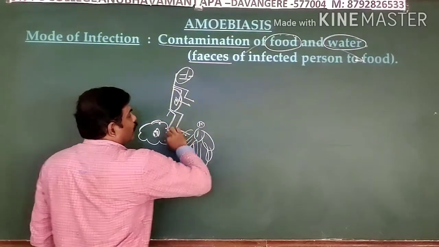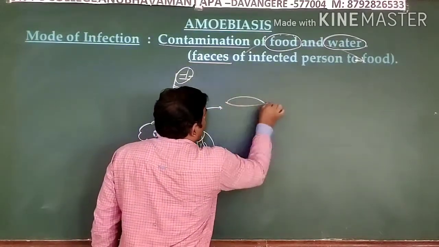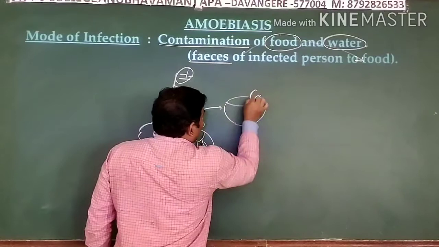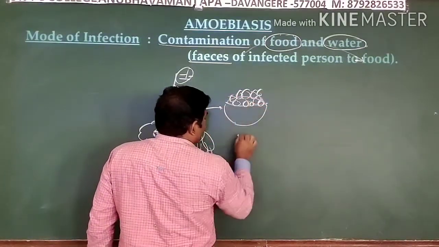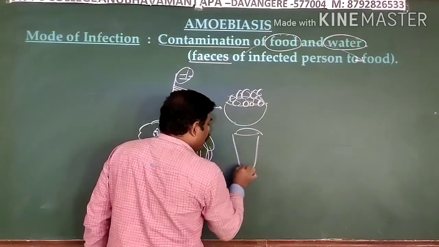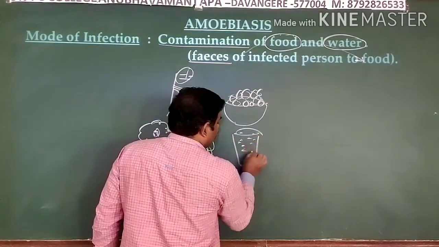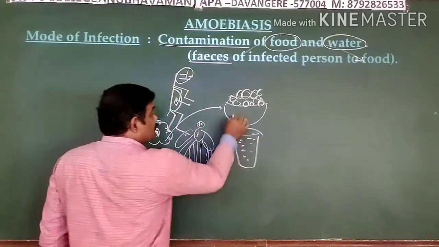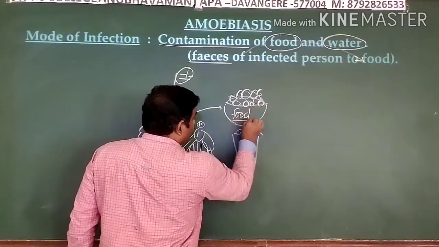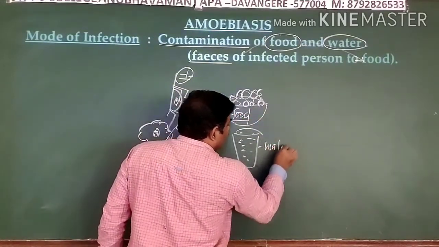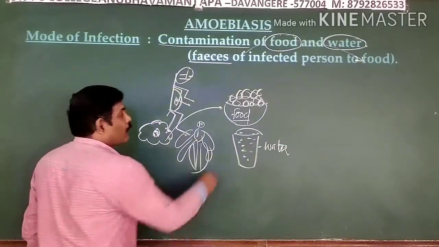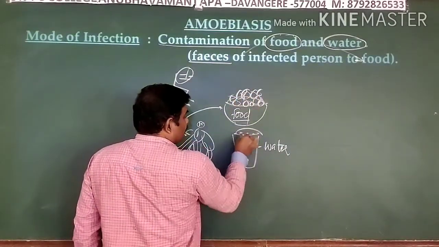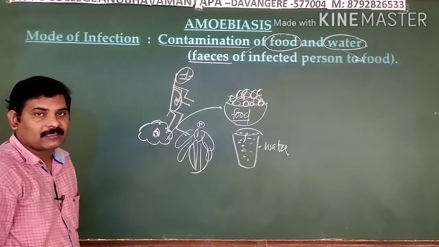When they sit on that, the infective stage gets transferred to the food material that we eat, or else it may get transferred to the water that we drink. Right? In this case, both the food and the water are considered contaminated food and water, since they have these pathogens that cause parasites.